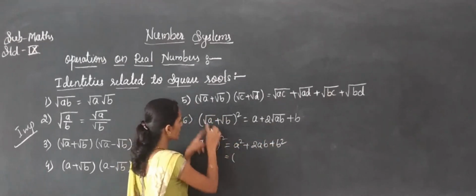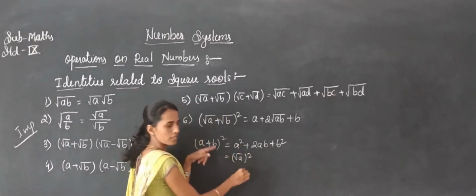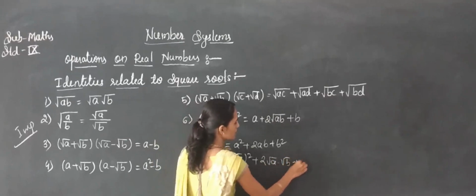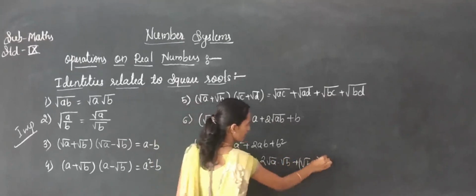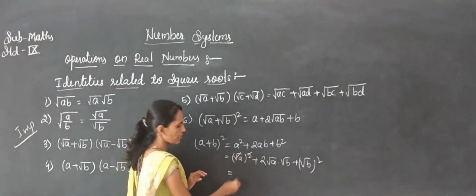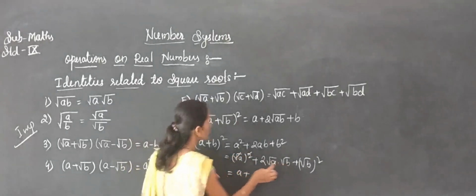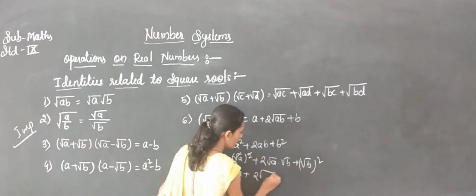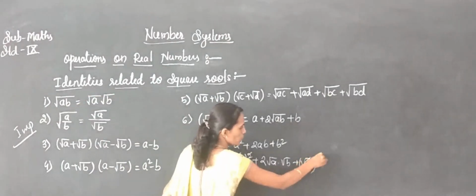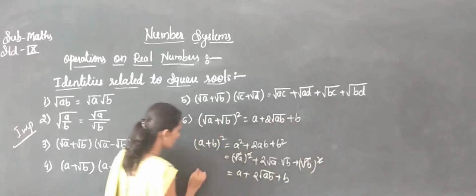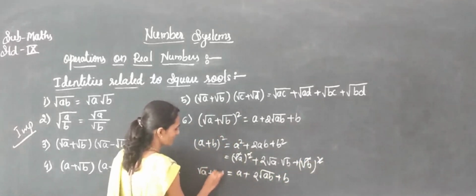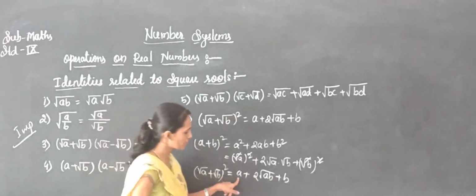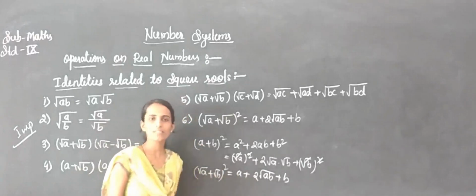A square means what we are taking here? Root A the whole square plus 2 A means root A, B means root B, plus root B the whole square. Same identity. The square and root get cancelled, remaining A. So root A into root B we can write as root AB, using the first identity. The square and root cancel, remaining B. So that is root A plus root B the whole square. Instead of AB we are taking root A into root B, so that gives A plus 2 root AB plus B.